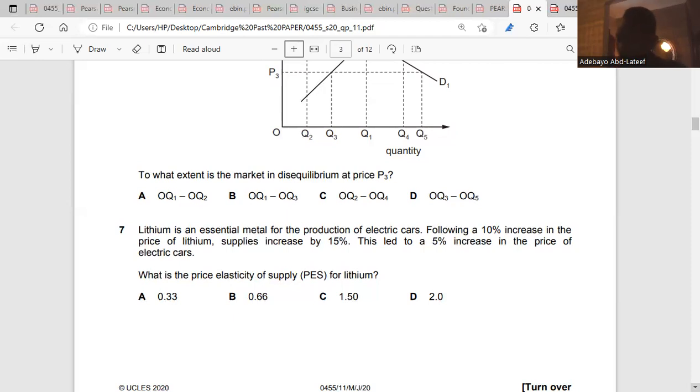So our P1 is 100. Our Q1 is 100. Our P2 is 110. Our Q2 is 115. Our price goes from 100 to 110, and our quantity goes from 100 to 115. Okay. Is it clear there?